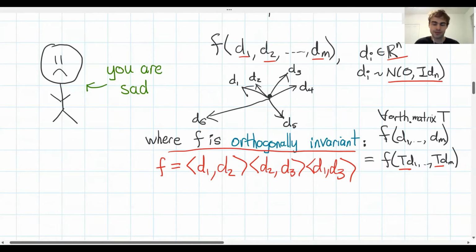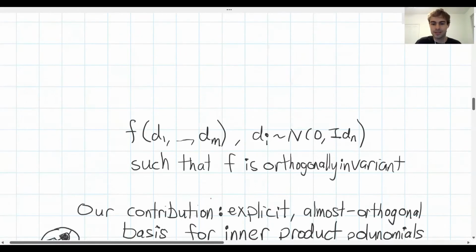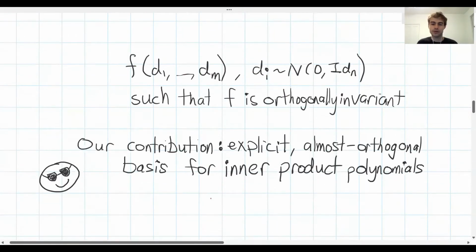As we'll see, they can be expressed in terms of inner products of the vectors di's and dj's. So as I said, you're a bit sad because you don't know how to express your function f. Well, fortunately, this is where we come in. Our contribution is to give an explicit, almost orthogonal basis for these inner product functions, at least in the case where they're polynomials, for inner product polynomials.